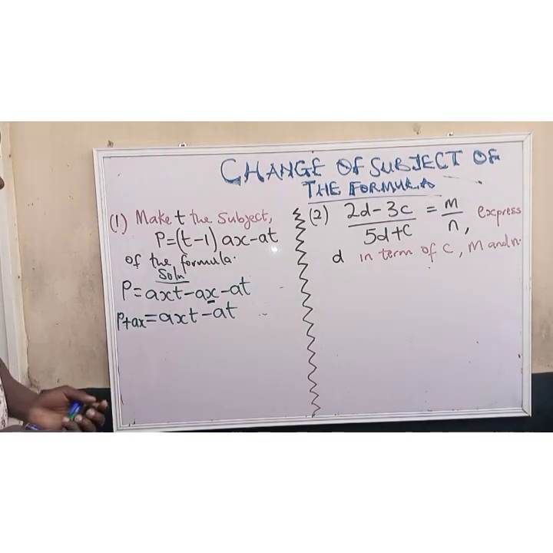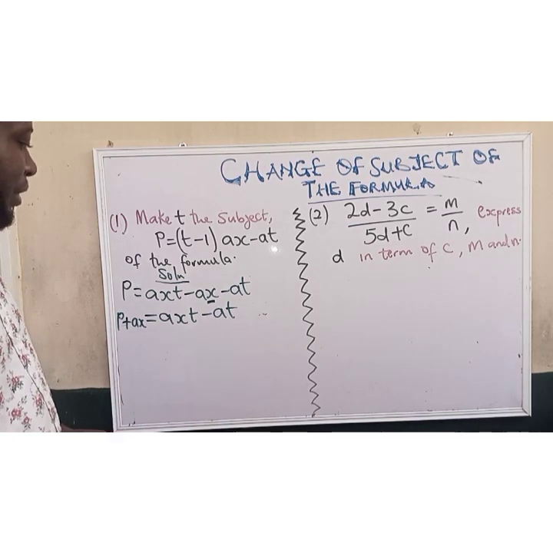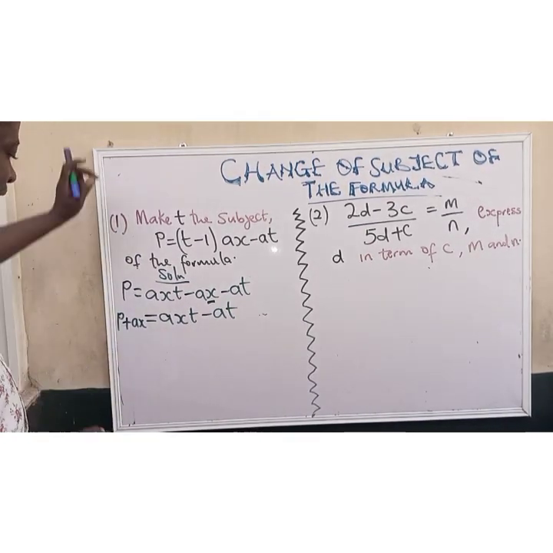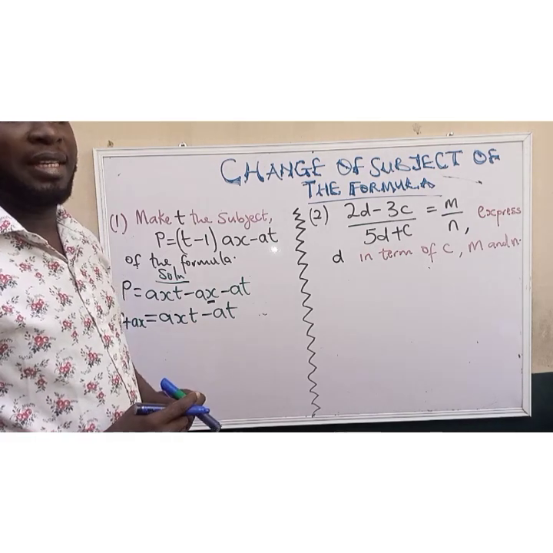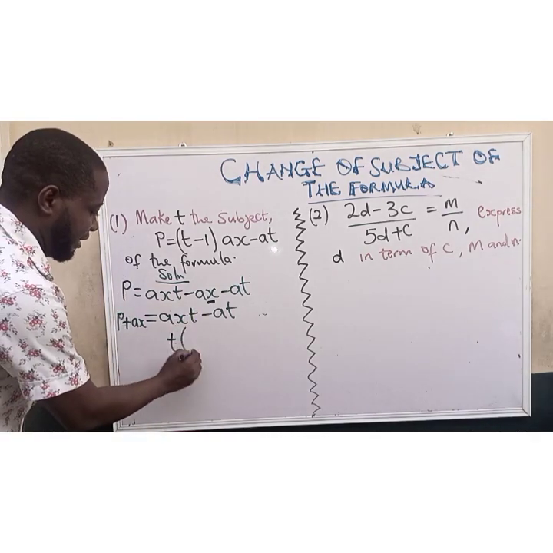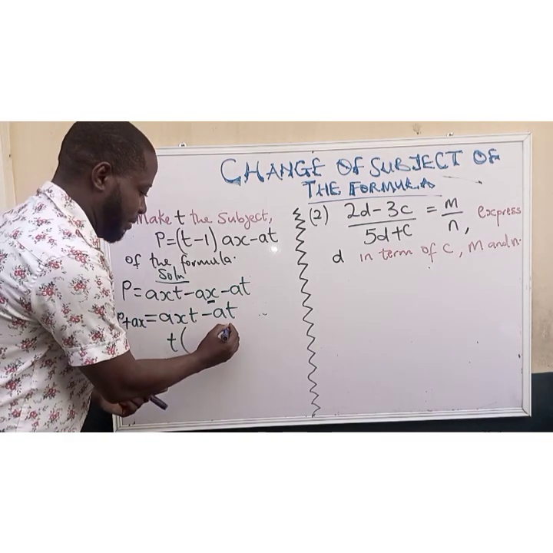Now the next thing, we want to make sure that t is our subject of the formula. So both of them have t now. Now what is the next thing? On this side we don't have any t here. So the next thing is to factorize. We factorize. And how do we factorize? t will now come outside. Then we open brackets. Others will be inside the brackets.